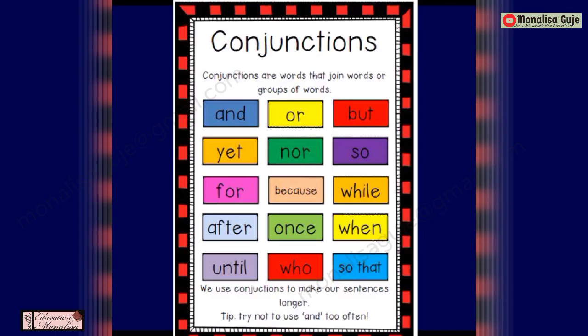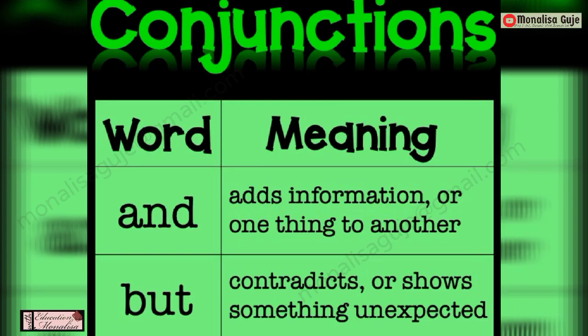Conjunctions are words that join words or groups of words, that is sentences, right? So the words are and, yet, for, after, until, or, nor, because, once, who, but, so, when, while, so that. We use conjunctions to make our sentences longer. Try not to use and too often. So you can use different words instead of using and again and again.